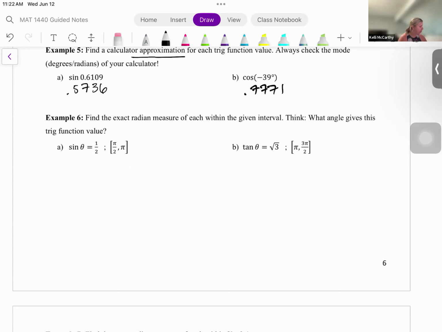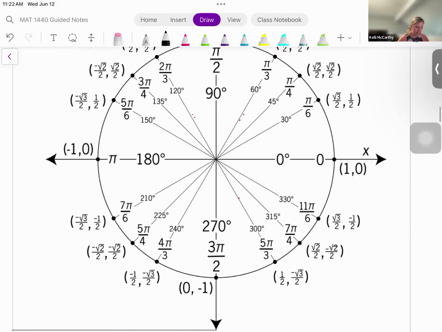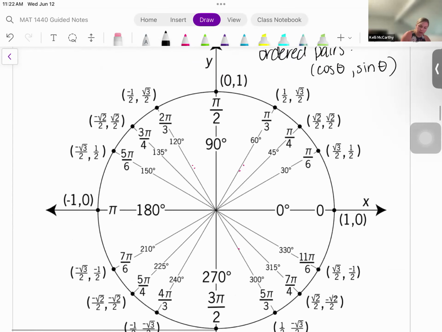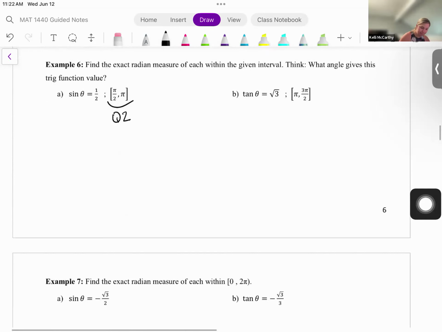So pi over 2 to pi, this is our second quadrant. This is Q2. So we're looking for an angle measure in quadrant 2 where the y value is 1/2. So we're going to go up here. We're in quadrant 2 and we're looking for a y value of 1/2. That's right here. Here's our angle, 5 pi over 6.